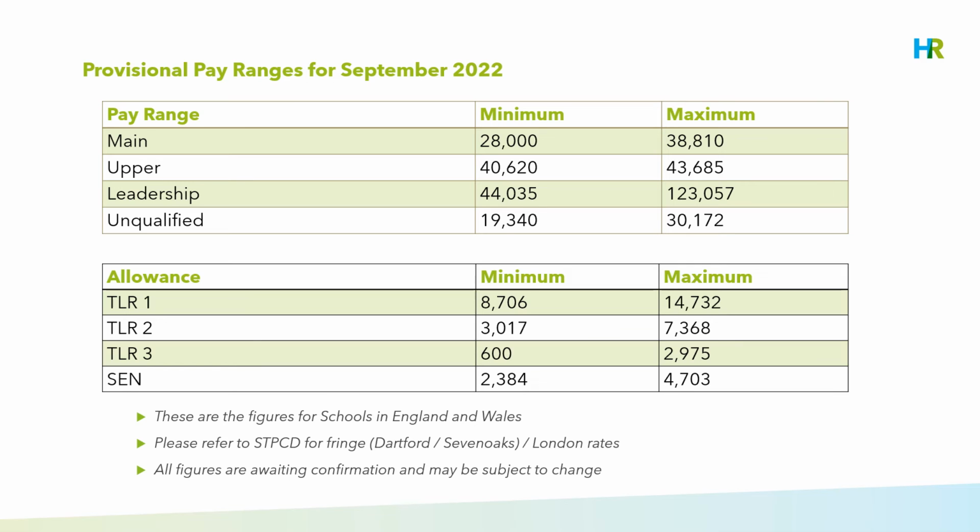The advisory pay points for the main, upper and unqualified pay ranges remain: 6 points on the main pay range, 3 on the upper and 10 on the unqualified range. You can see the value of the advisory points on the slide, and we will look at this in more detail shortly.